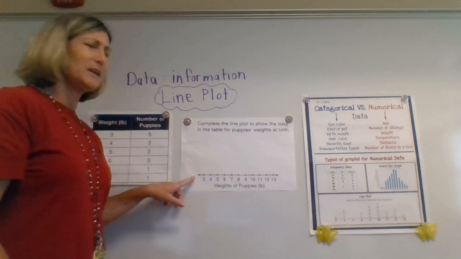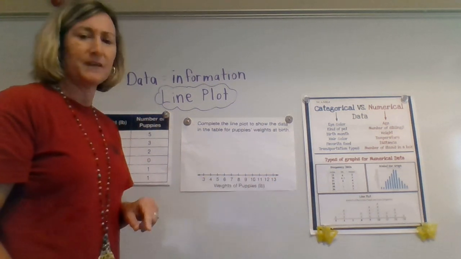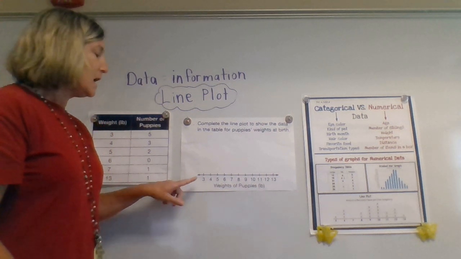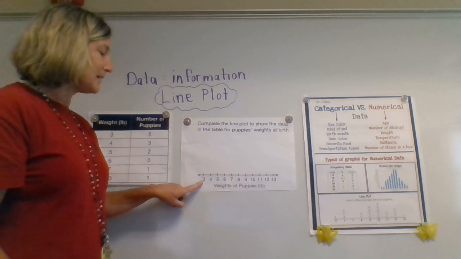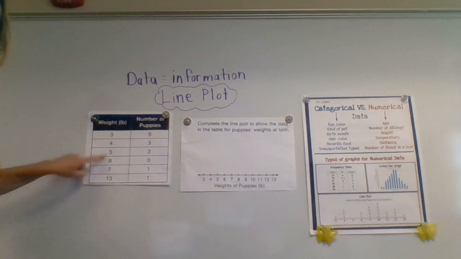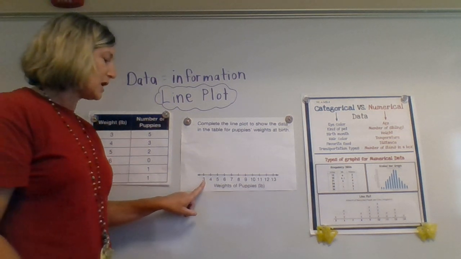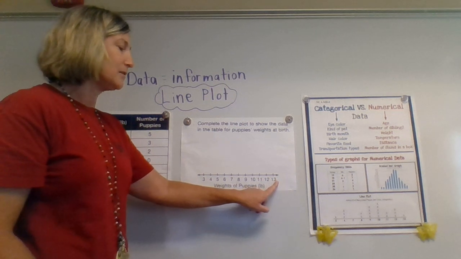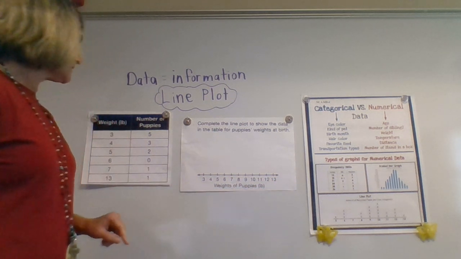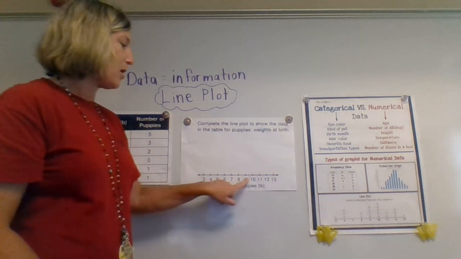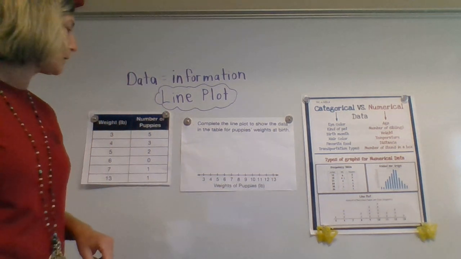You say, why didn't we start with 1 and end with 15? You could, but we're just looking specifically at the information that we collected here, the data that we have. So the first number in our data is 3, and the last number is 13. And we've got all the numbers in between, okay?